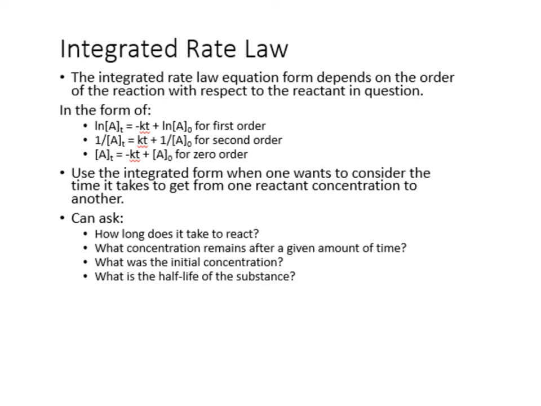The integrated rate law comes in various forms, and those forms depend upon the order of the reaction with respect to the reactant in question. So the three that we discussed in class are the first order integrated rate law, the second order integrated rate law, and the zero order integrated rate law. And these are for first, second, and zero order overall reactions.